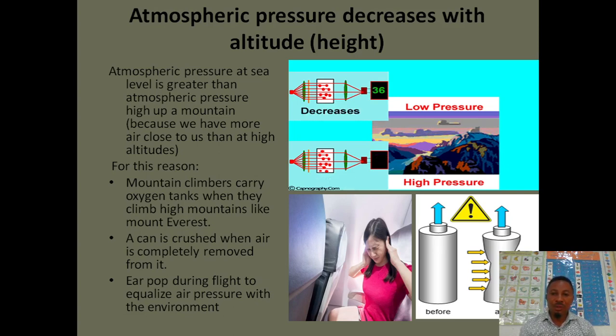Not only that, the pressure there is low, because we don't have much air there bumping on you. So you need to balance the air inside your lung, moving into your lung, and the one in your system. Now number 2, a can is crushed when air is completely removed from it.